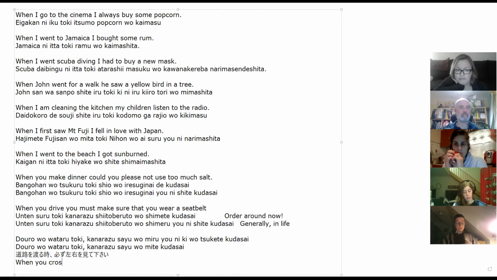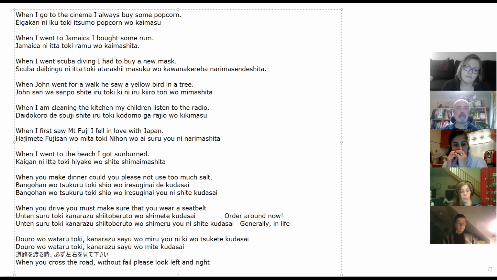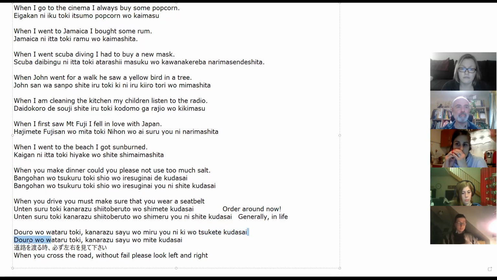Okay, so when crossing the road, make sure you look left and right. Yes. Well, it actually says, without fail, if I was going to read this directly, without fail, please look left and right. Okay. Hi, Sophie. When you cross the road, without fail, this is the kanarazu bit, please look left and right. But actually, what you just translated, Kasha, is closer to this one, this yoni.